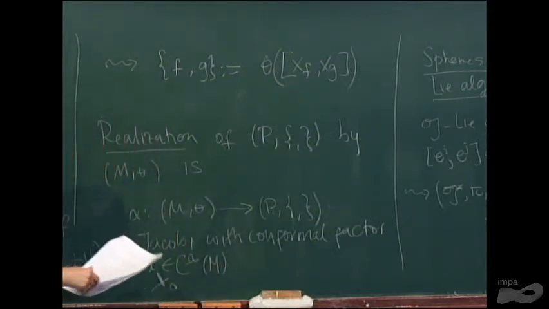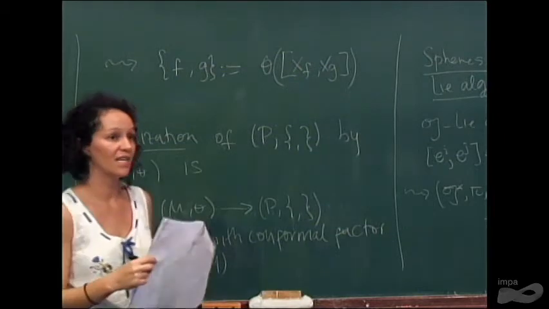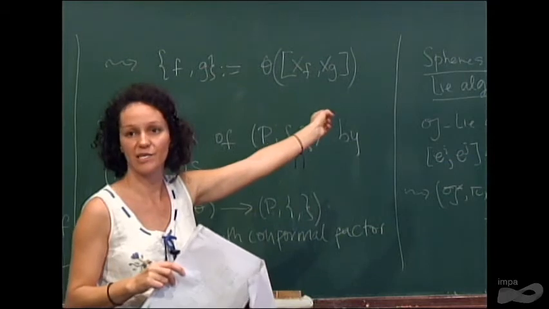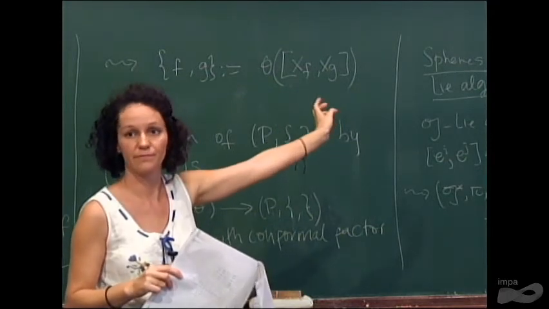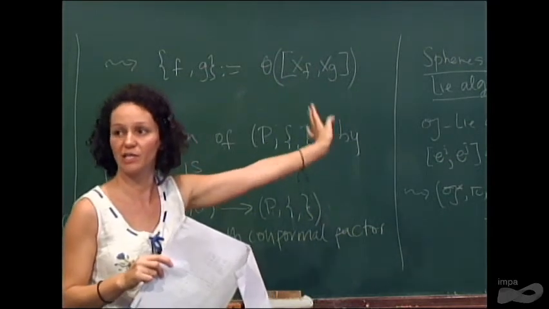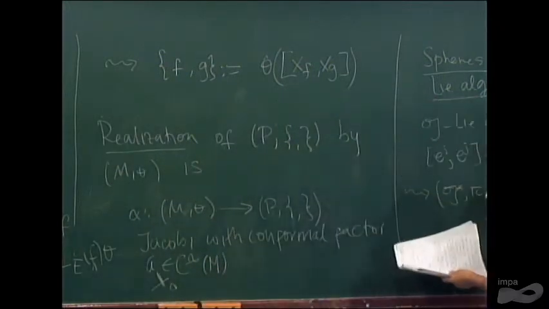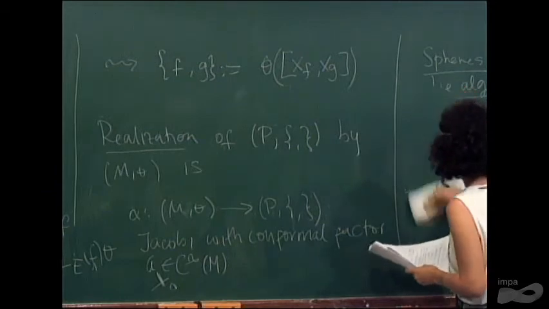Okay, so going back to my example, let's see how we can construct a realization of my sphere. So I have my sphere, I have a Jacobi bracket. How can I construct a realization? A realization.